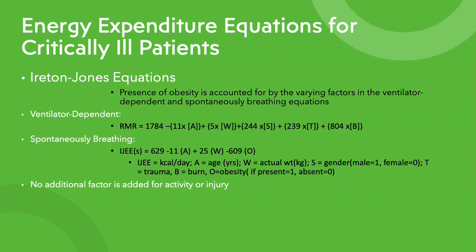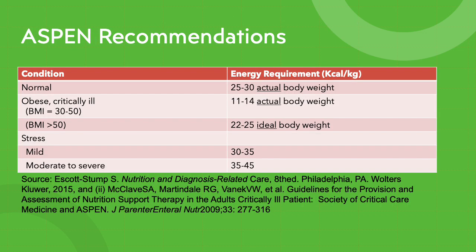Here are the Ireton-Jones equations for ventilator-dependent and spontaneously breathing patients. There is no additional factor that is added for activity or injury. These equations were developed back in 1992. Validation studies have shown that this equation has a low accuracy rate in mechanically ventilated critically ill patients. The Academy of Nutrition and Dietetics Evidence Analysis Library for Critical Care Nutrition does not recommend the use of the Ireton-Jones equation except for in burn patients.